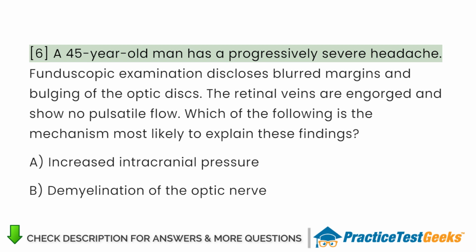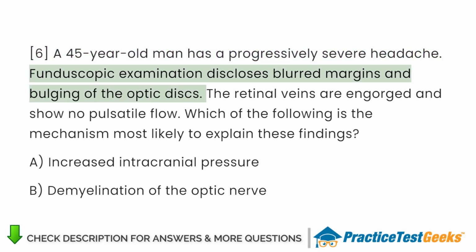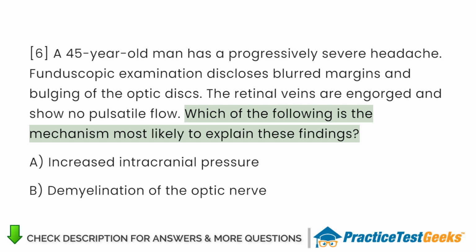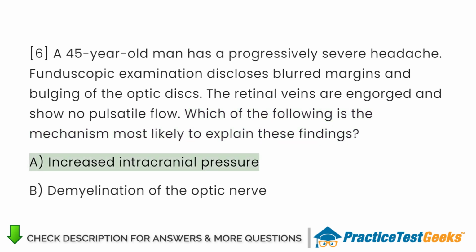A 45-year-old man has a progressively severe headache. Fundoscopic examination discloses blurred margins and bulging of the optic discs. The retinal veins are engorged and show no pulsatile flow. Which of the following is the mechanism most likely to explain these findings? A. Increased intracranial pressure. B. Demyelination of the optic nerve.